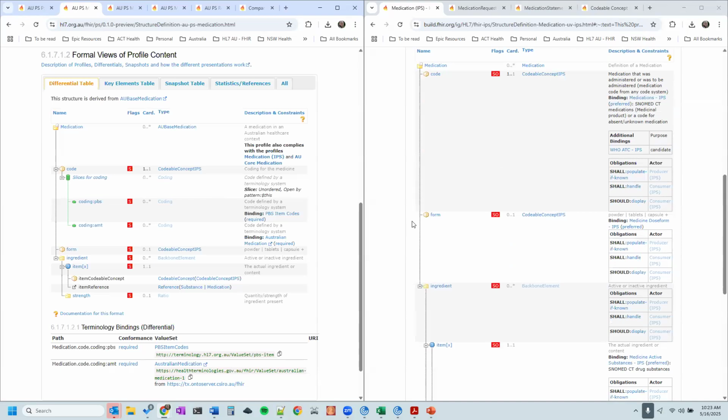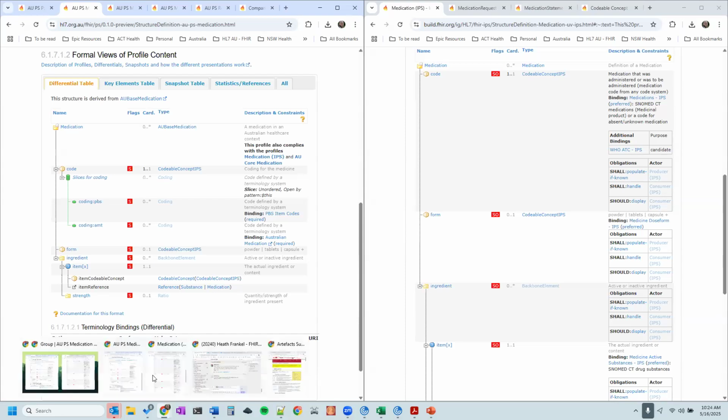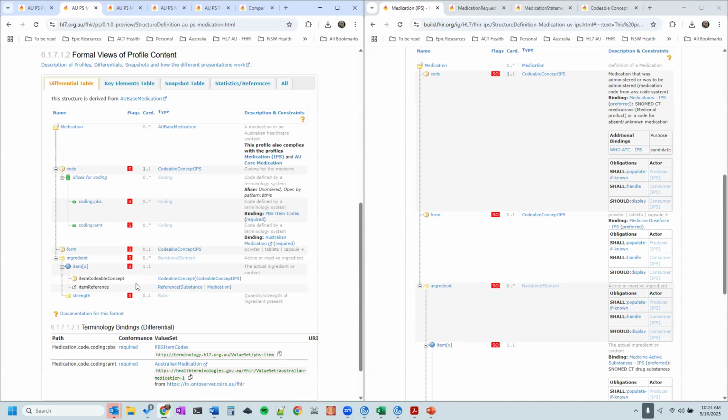Well, I think we need to be looking at AMT codes. It's actually a good call out, Andrew, because obviously in AU core, we're not must supporting on ingredient. So we haven't had to address this in the past, but now that we're inheriting from IPS, we probably want to put our own binding on that item. Yeah, there's a preferred one in AU base, but you would have to think about it.